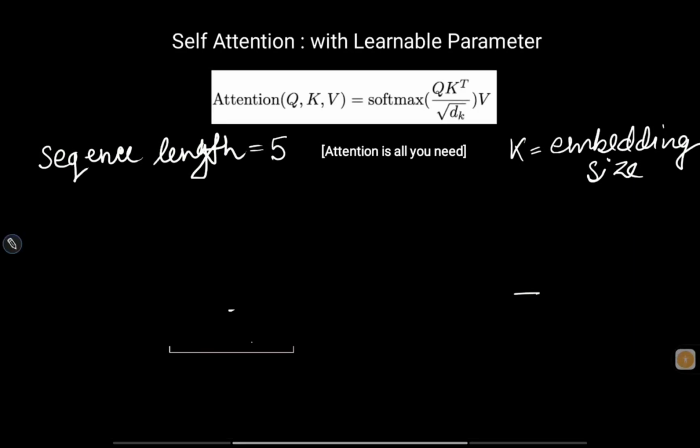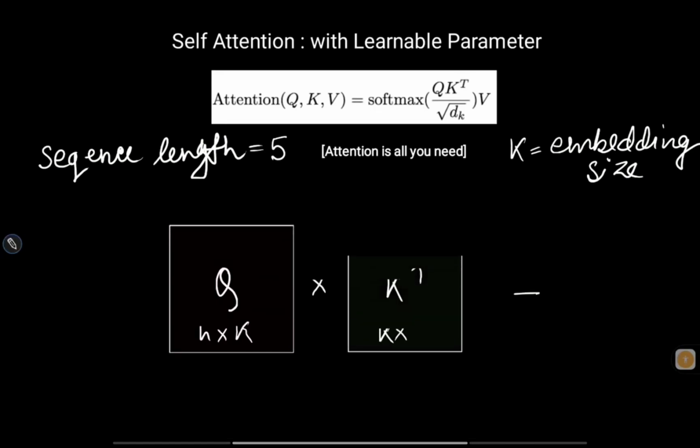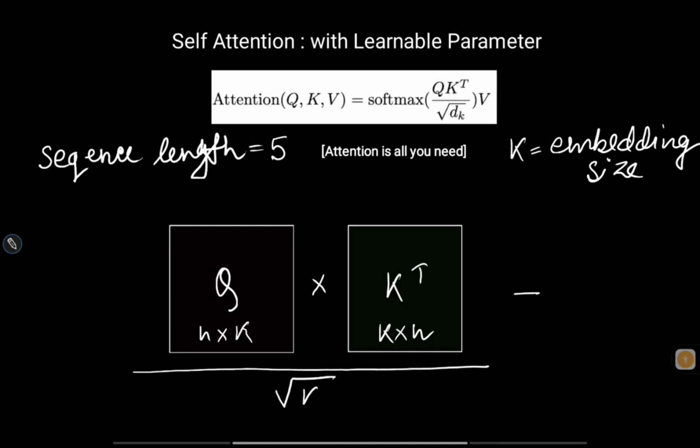Okay, so what we will do is we introduce the Q matrix, which is n cross k, and then we multiply it with K transpose, which after the transpose has shape k cross n. Now we are multiplying n cross k with k cross n, and then we are dividing by the square root of k, right? Just as I mentioned, this is to reduce the variance of this dot product, right?